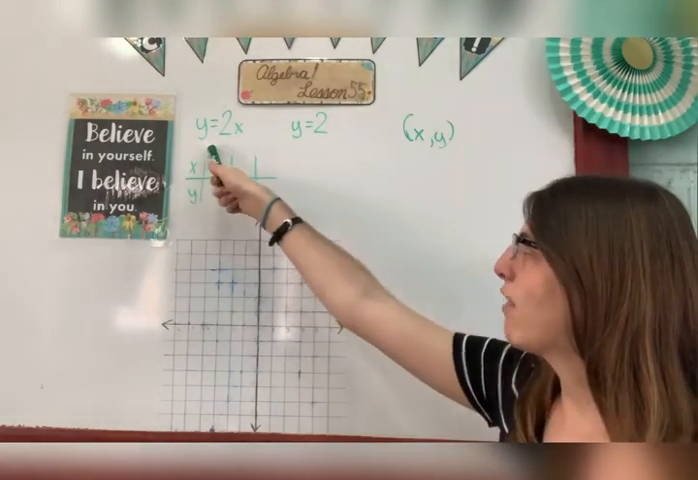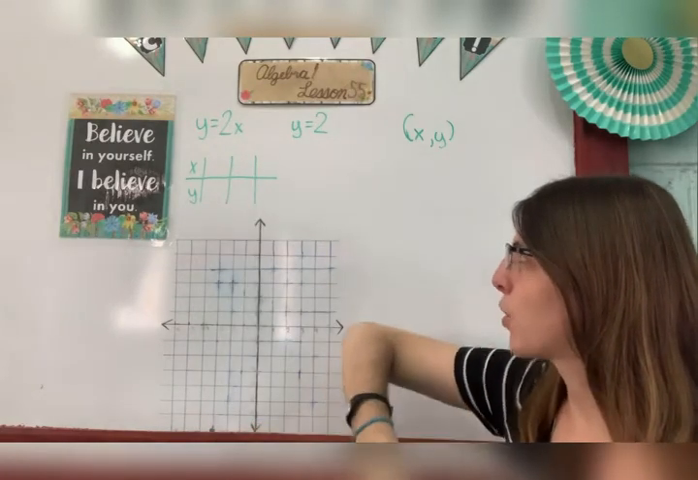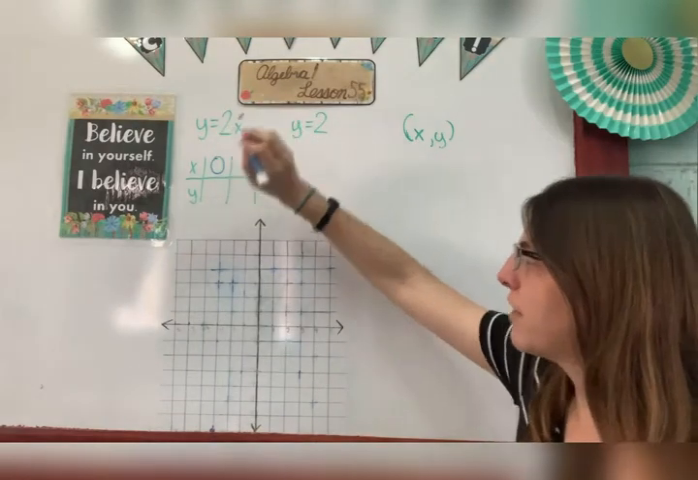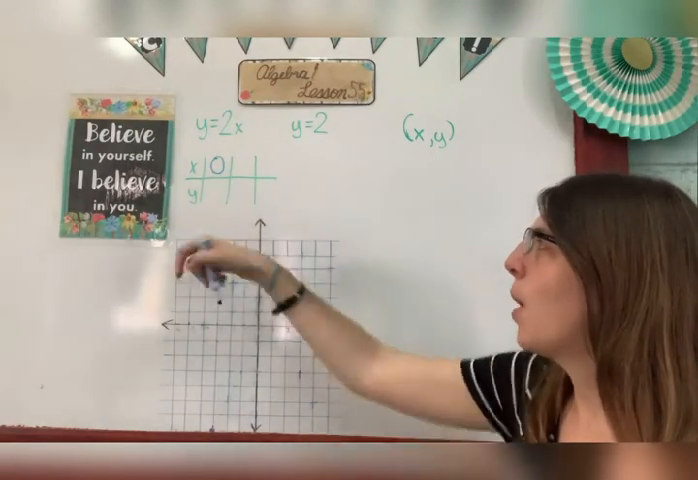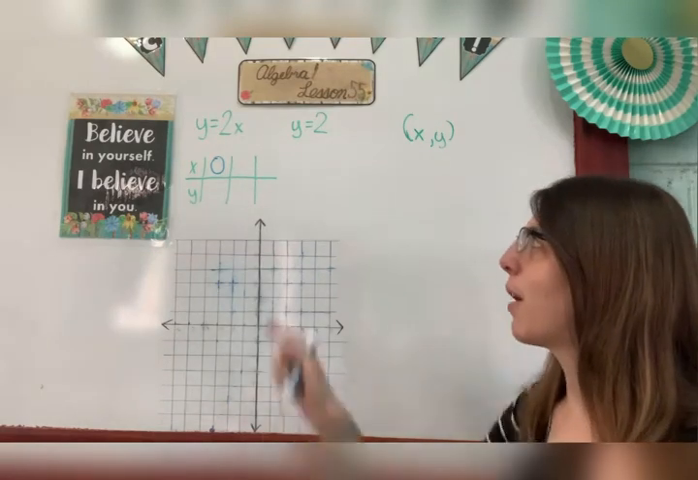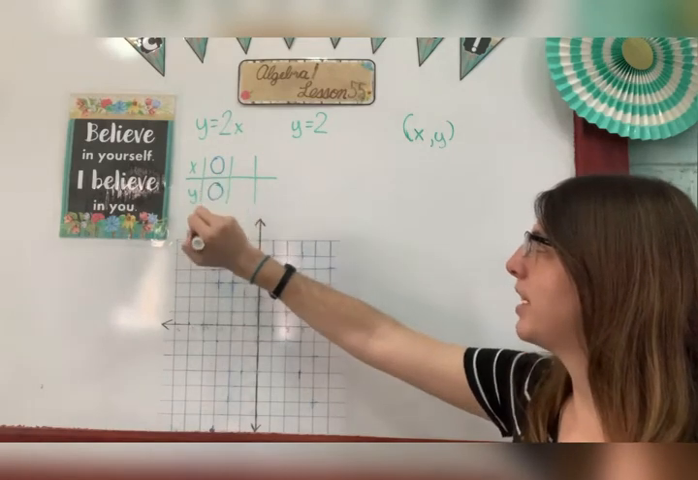So let's say I have y equals 2x. Well, remember, first I need to find some ordered pairs, and I can choose whatever I want for x. So I'm going to choose convenient numbers. I'm going to start with 0 because that's an easy one to work with. Anything times 0 is 0. So if y equals 2x, 2 times 0 is 0, so y equals 0.